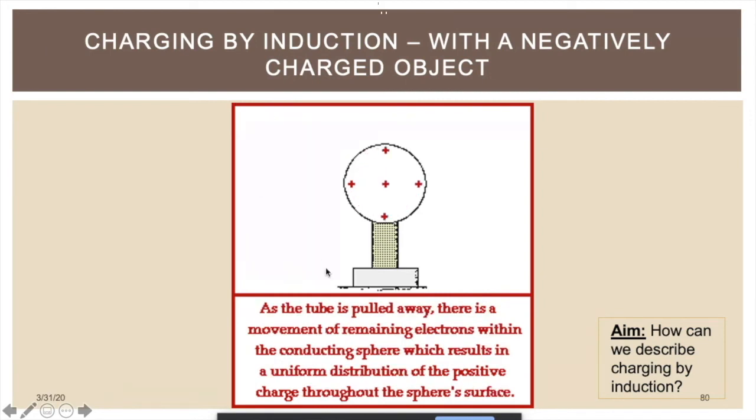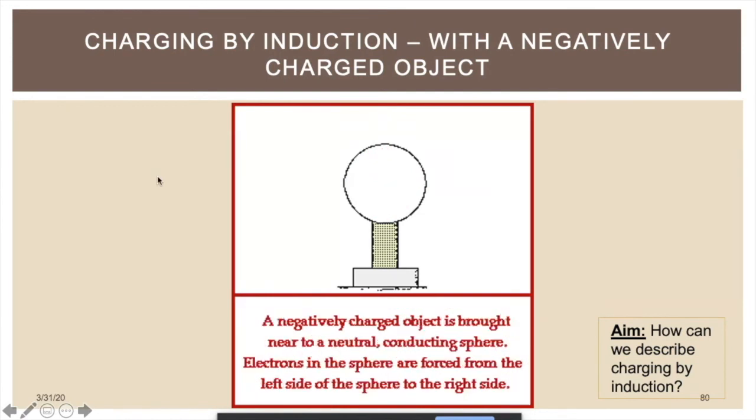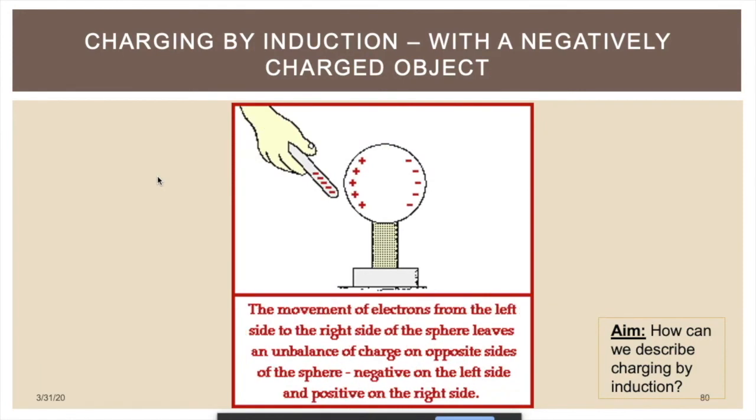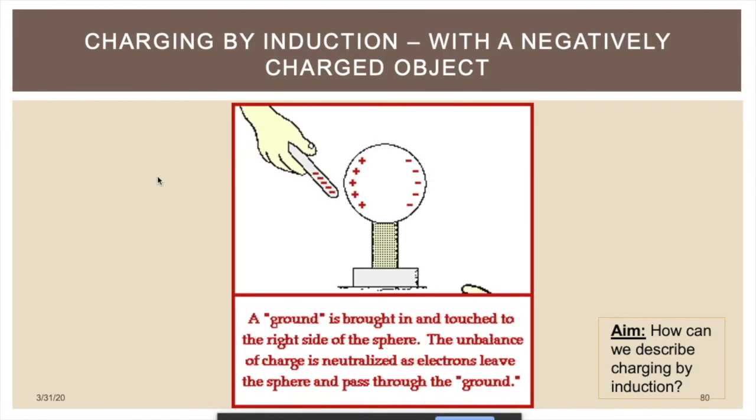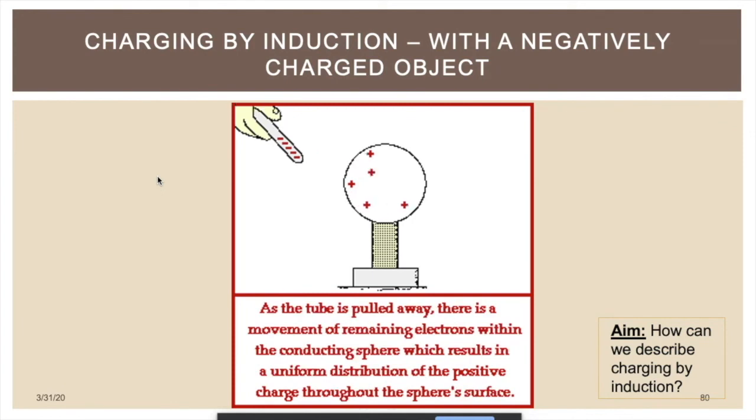Now, this image has one thing about it that is remarkably wrong, and that's that they show the protons in the sphere moving, which they certainly cannot. This is okay, it's from a not perfect website, but it's good enough. Protons don't move, but the electrons can. And when the thing is connected to ground, the electrons will leave because they are all repelling each other on that side. Now, because there are more protons, the thing is positively charged.